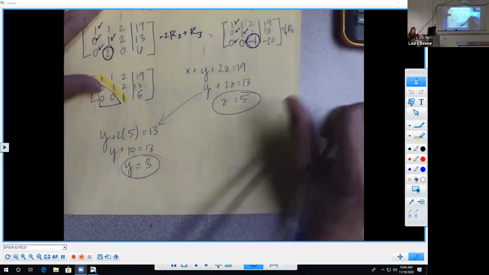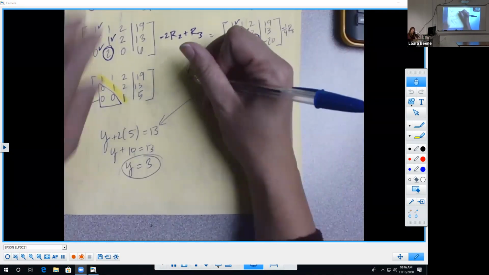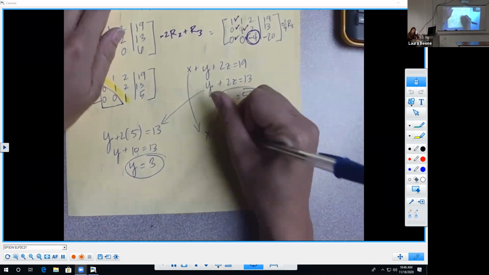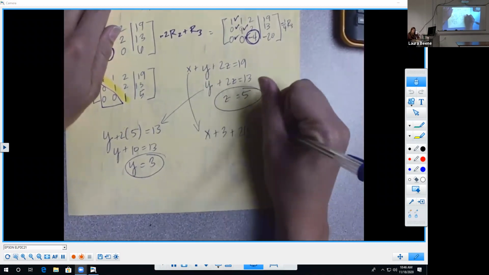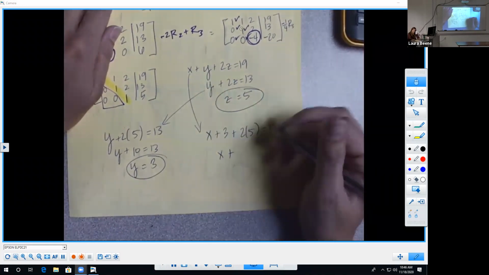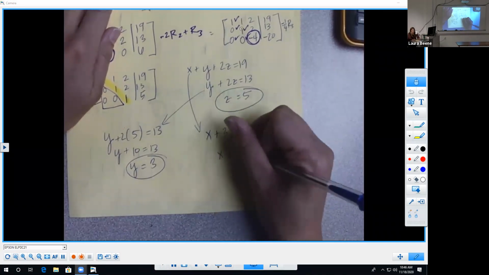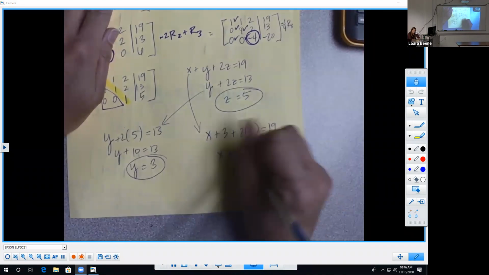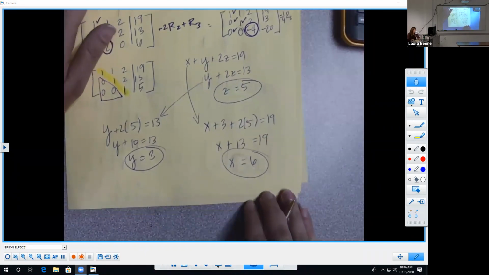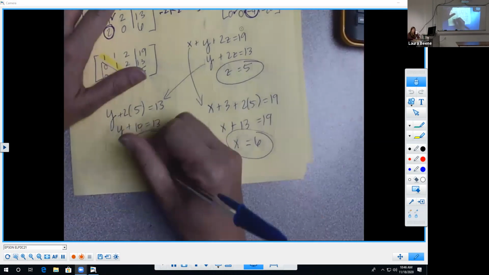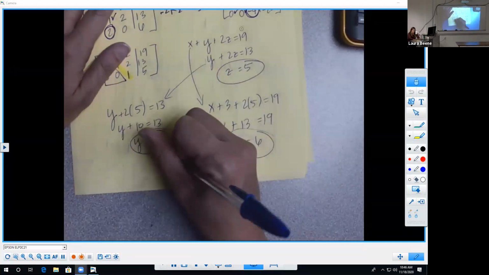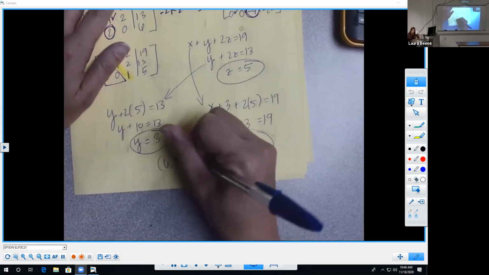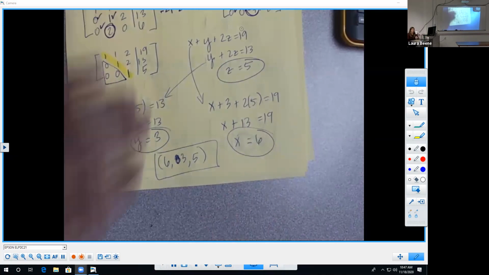Well, now that I know y and z, I can plug it in my top equation to get x. X plus 3 plus 2 times 5 equals 19. X plus 2 times 5 is 10. 10 plus 3 is 13. Equals 19. Subtract 13, and I get x equals 6. So my answer is x, comma y, which is 3, comma z, which is 5. So 6, 3, 5.